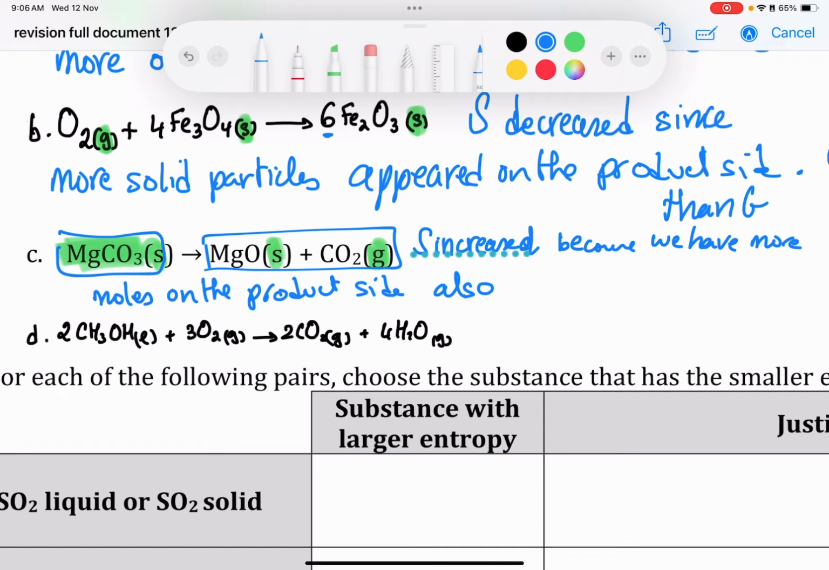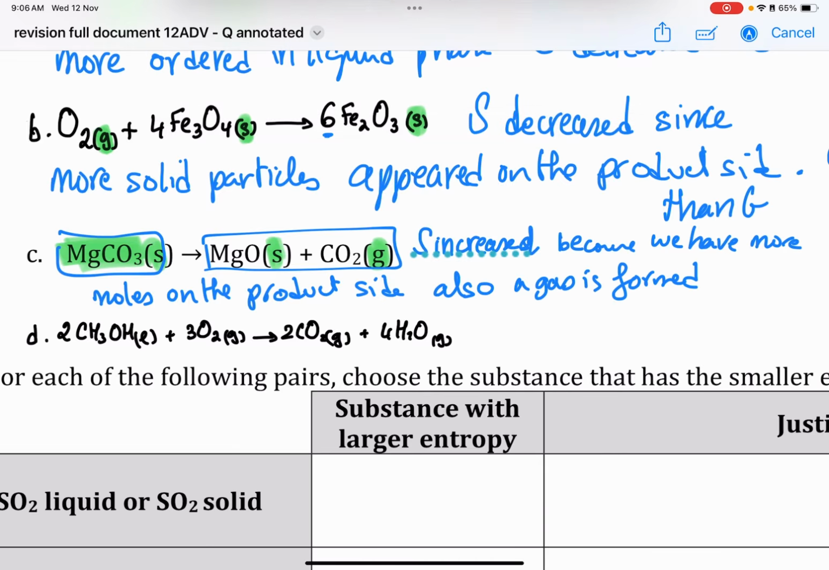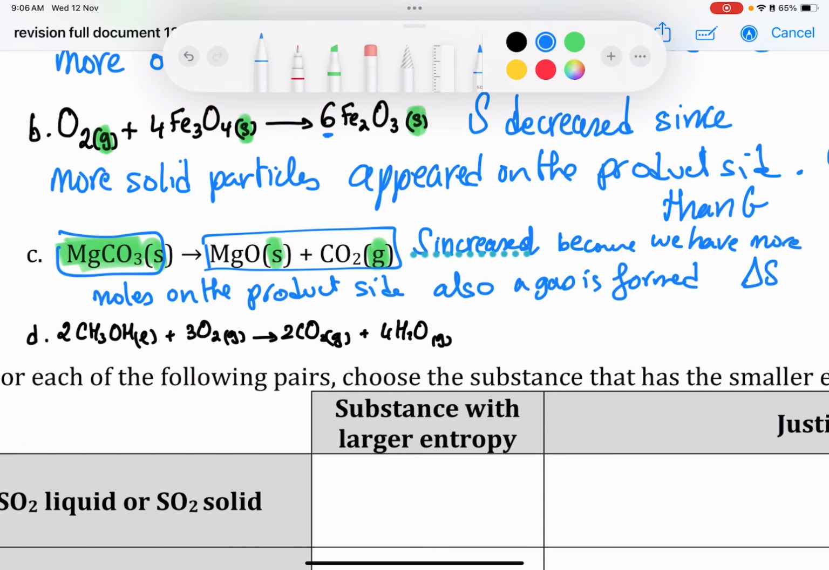Also a gas is formed. We had a solid before, and now a gas is formed. So delta S, because it increased, it's going to be positive. Now, one more example, and look at it.